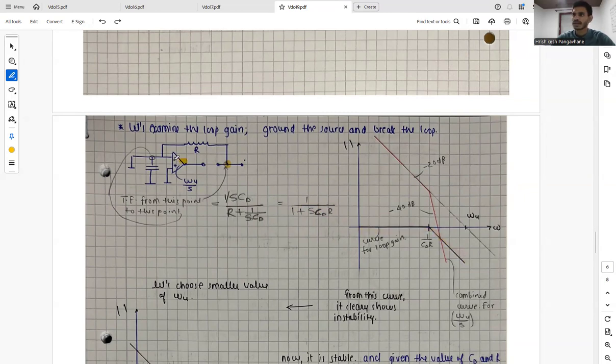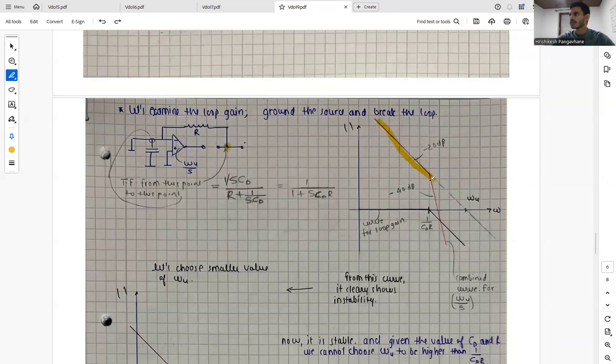Now let's say we take an amplifier with omega u by S and attach it. So for that amplifier, the curve will look something like this, and we club these two curves, this one and this curve. So basically we will be getting a minus 20 dB roll off, and when the pole occurs, we'll be getting minus 40 dB roll off. Now at omega u, the behavior is not minus 20 dB, but it is minus 40 dB. And from this curve, it clearly shows that this circuit is unstable.